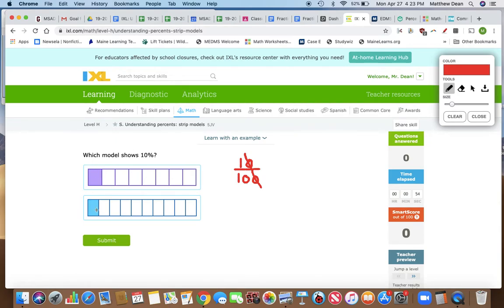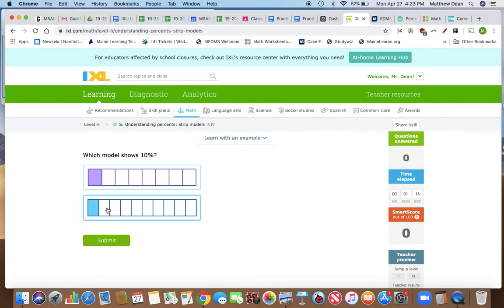So do we have one of these that has 10 parts? 1, 2, 3, 4, 5, 6, 7, 8. This whole has 8 parts. This whole here has 10 parts. 1, 2, 3, 4, 5, 6, 7, 8, 9, 10. And 1 of those tenths is shaded in. So this one I'm going to select, and that's going to be our 10% or our 1/10 or our 0.10.